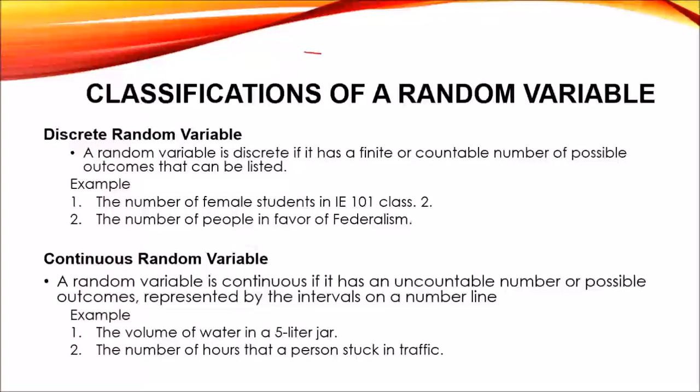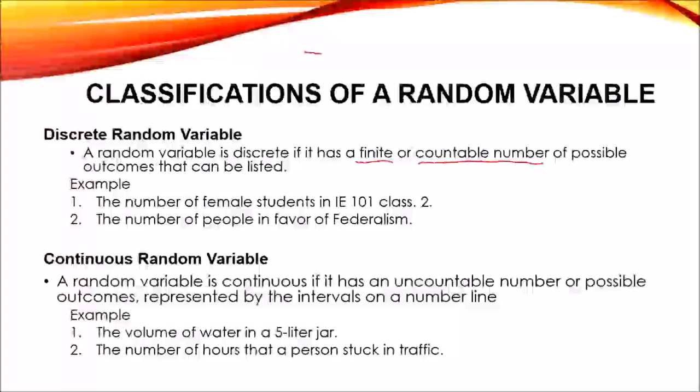When we say a discrete random variable, it is one which may take on only a countable number of distinct values. So therefore, all the values are finite or countable. So, maka-count natin siya. Okay, there is a restriction. Like for example, the number of female students in IE 101 class 2. So therefore, we are sure na maka-count natin yung lahat ng student. We are restricted only to one class. So they are countable.